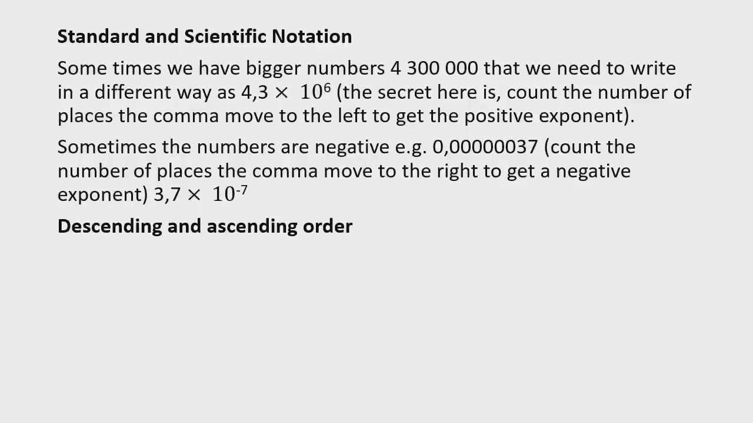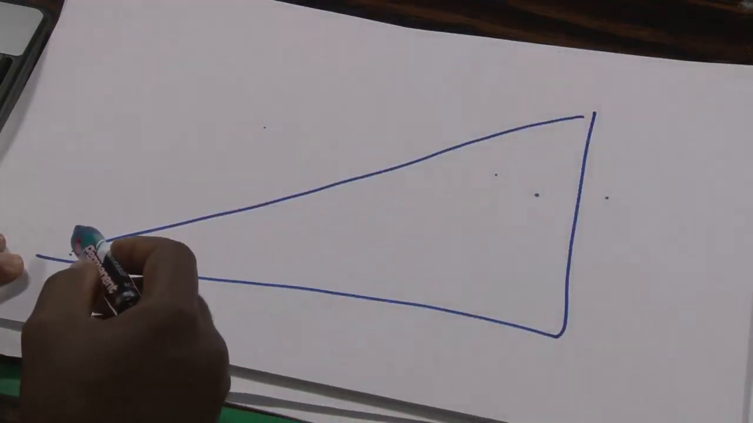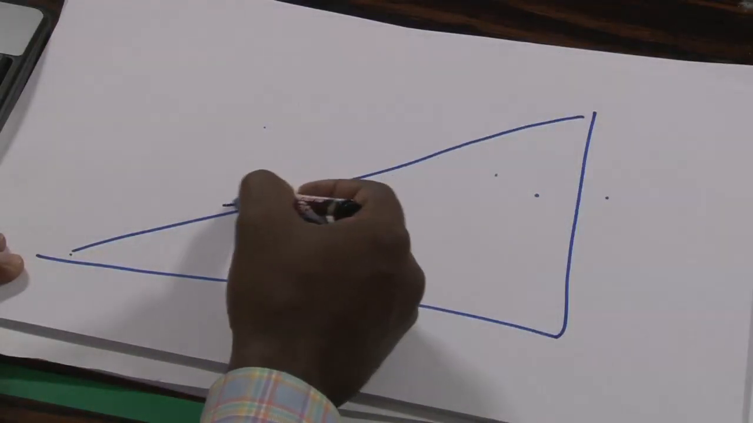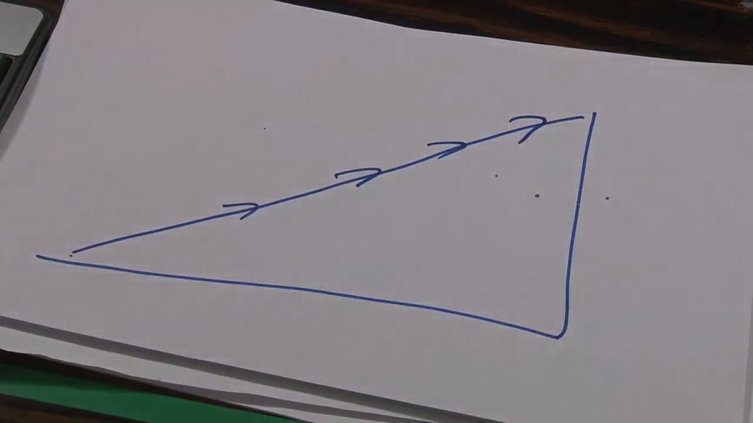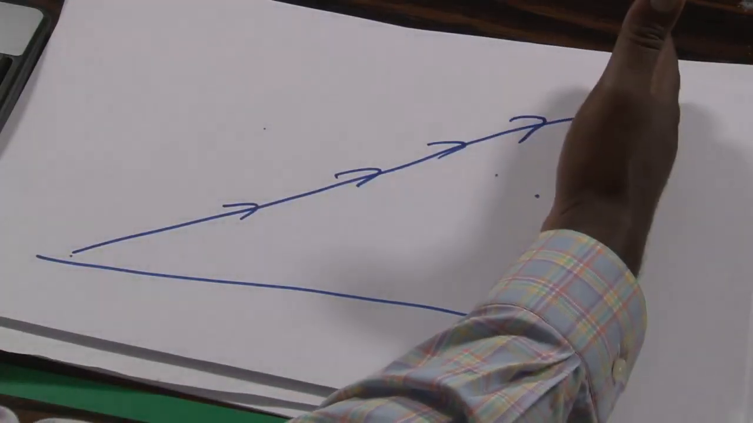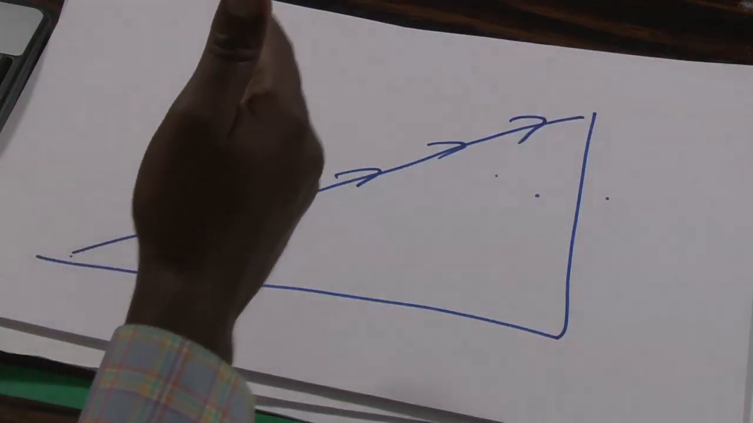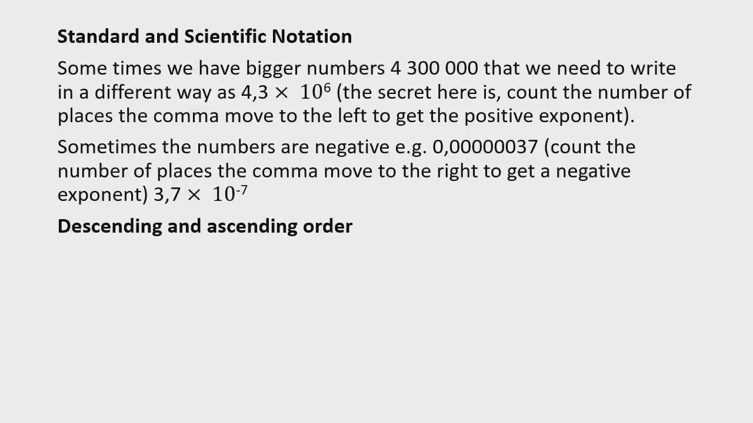So, for example, if you have this drawing here, you can see that this value here is increasing and is becoming more and more. So if you are going in that direction, you are ascending. In other words, you write the numbers from the smallest one to the biggest one. But if you are moving from the biggest one to the smallest one, then that is descending order. You are ascending upwards and descending downwards. So that is the whole secret about descending and ascending order that you need to know.